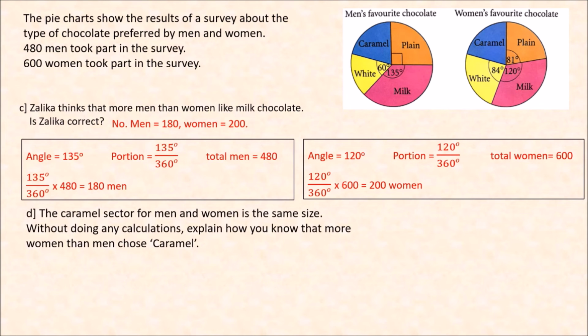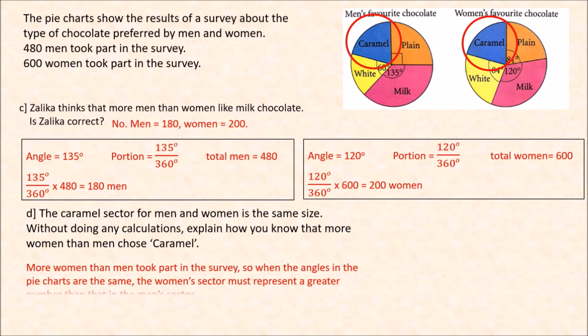Now, the caramel sector for men and women is of the same size. Without doing any calculation, explain how you know that more women than men chose caramel. So these are the blue ones, or the caramel. Yes, they have the same size in the sector, but again, these are just proportions. The same proportion, but not the same number of men and women, because the total number of men is not the same as the total number of women.